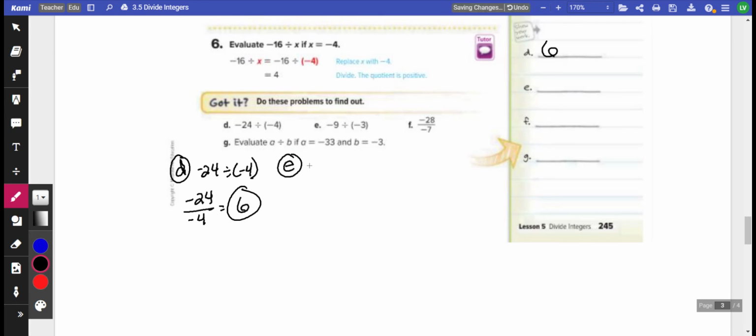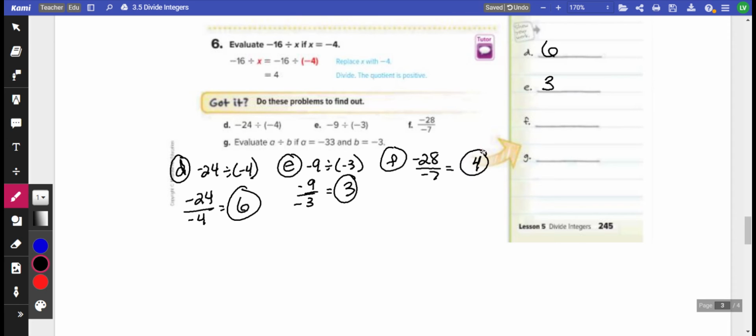Letter E, negative 9 divided by negative 3. 9 divided by 3 is 3. Negative divided by negative is positive. The answer is 3. All right, letter F. Negative 28 divided by negative 7. 28 divided by 7 is 4. Negative divided by negative is positive. Letter F is 4.